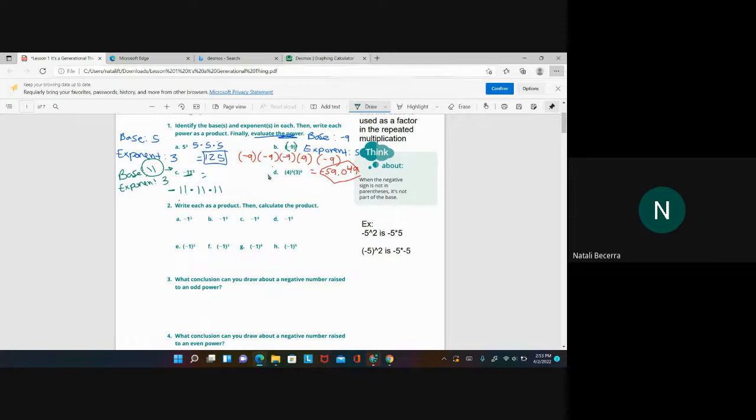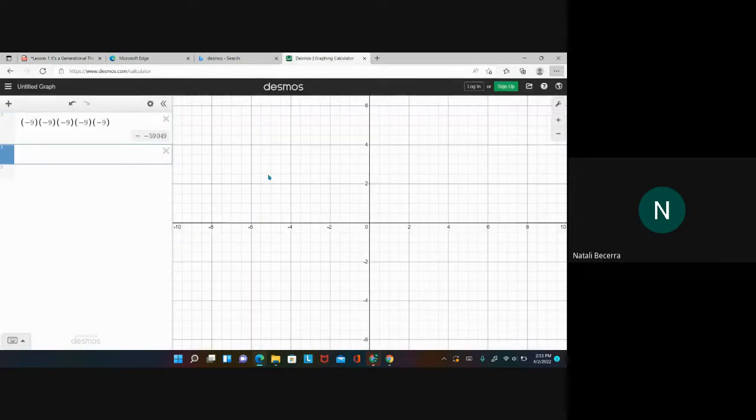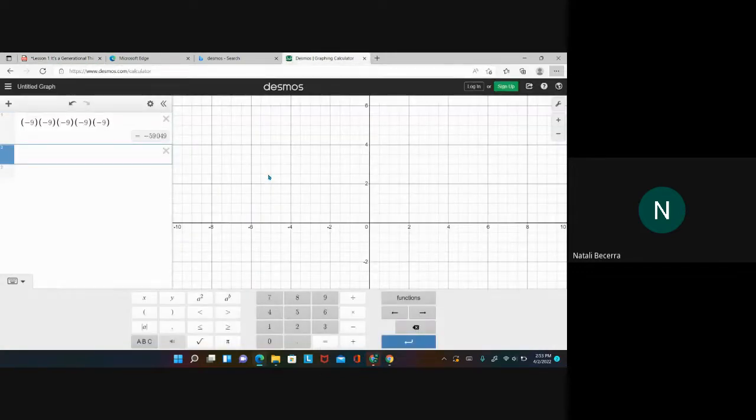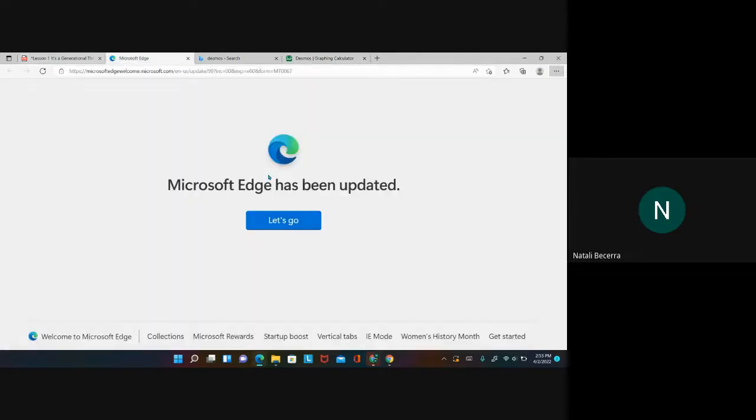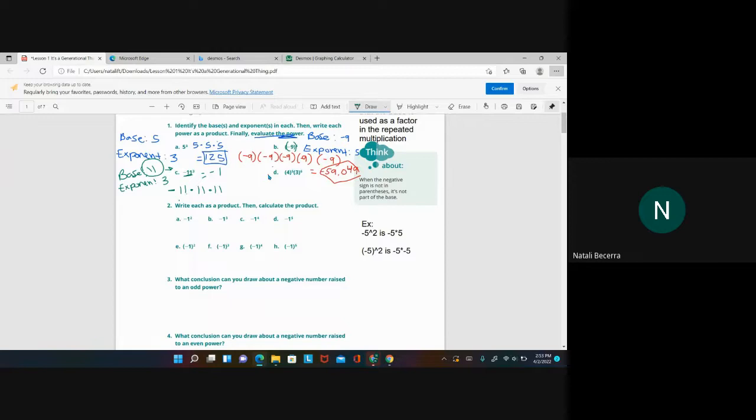So now you put it in the calculator. You put down the negative sign, and then you have 11 times 11 times 11, which gives you negative 1,331. Negative 1,331, and that's your answer.